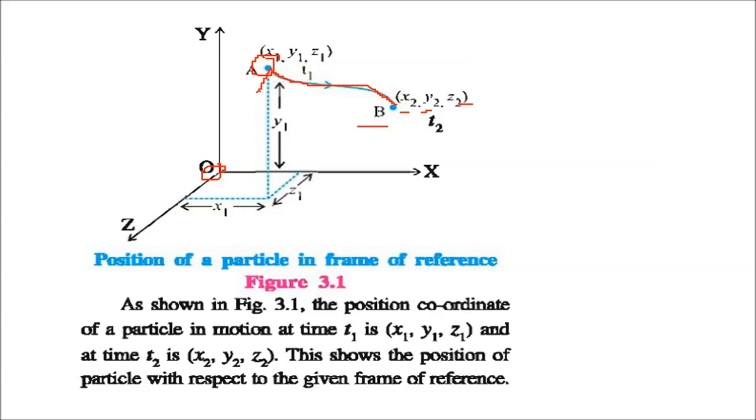So this is from origin, and this is again from origin, right? So this is the position of a particle in a frame of reference, which is our x, y, z coordinate. In this scenario, the position coordinate of a particle in motion at time T1 is x1, y1, z1, and at time T2 it is x2, y2, z2. So this shows the position of the particle with respect to the given frame of reference, which is your x, y, z coordinate system.